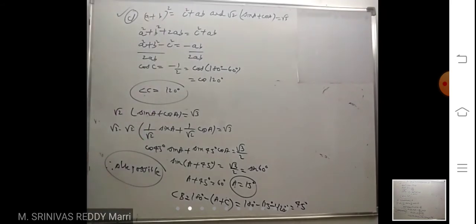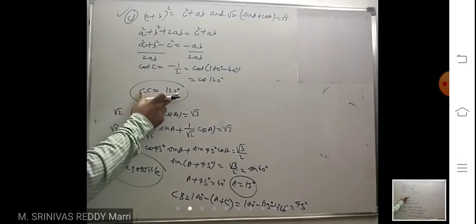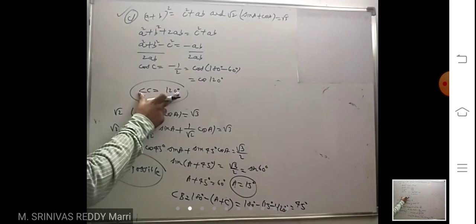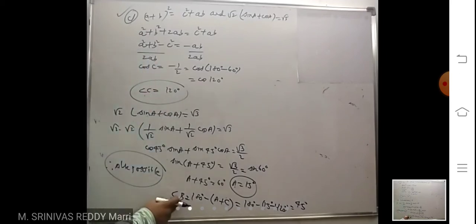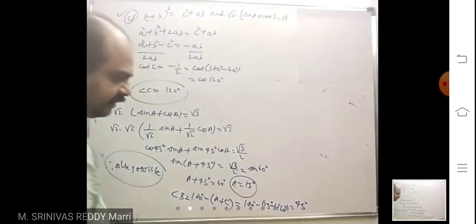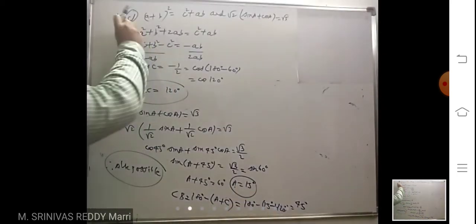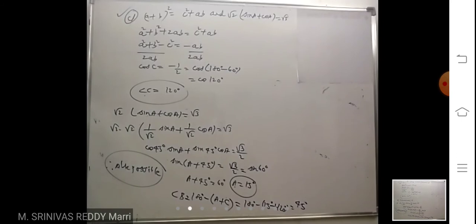Option C is correct. Because you got the angles, you can clearly draw this. You can clearly have a triangle having angle C equal to 120 degrees, angle B equal to 45 degrees and A equal to 15 degrees, which satisfies both the equations. Right? This is one triangle possible. So therefore that option is correct.